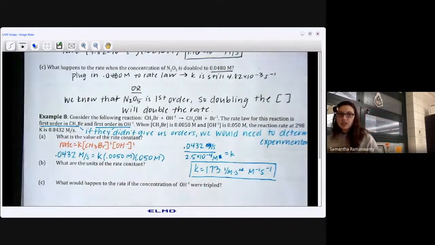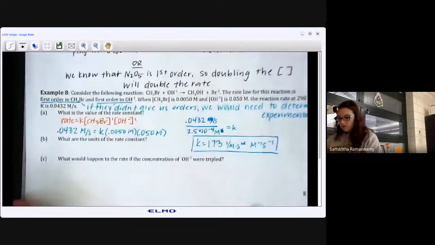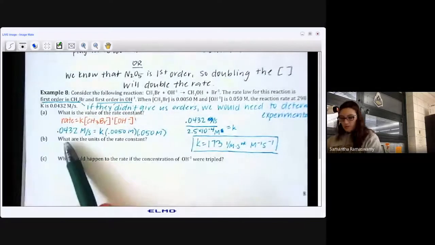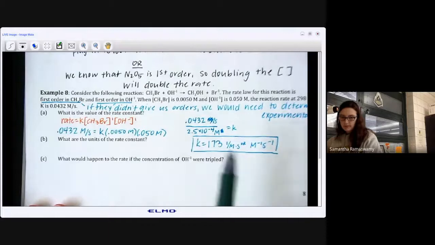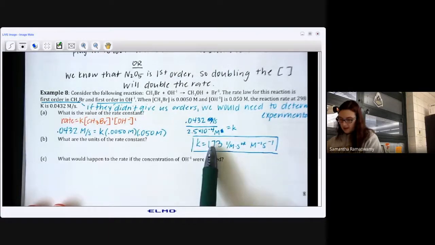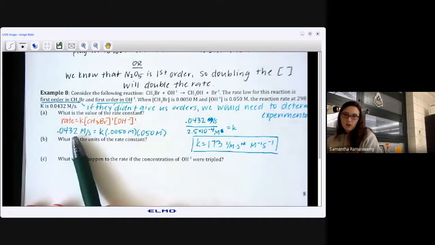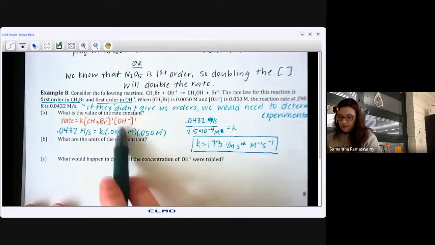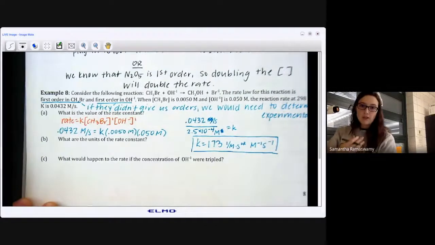Finally, part C. What would happen to the rate if the concentration of OH minus were tripled? So could you go in and solve for rate? Yeah, you could. Right here's K. Here's K. CH3Br, you could just triple OH minus, and then you could solve for rate. Or use the rate law. OH minus is first order. If it's first order, whatever you do to the concentration, you're going to do to the rate.